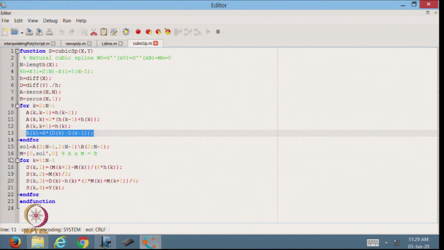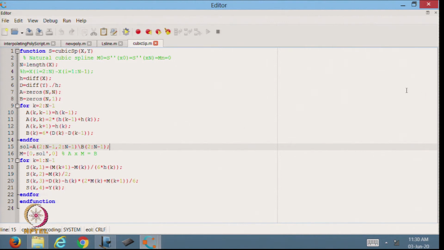Now I find the solution. In the solution, I am taking the interior matrix, starting from 2 to n minus 1 and 2 to n minus 1. So from here you can see that I am taking the matrix lying in between, the inner part of that matrix. So 2 to n minus 1 and 2 to n minus 1, then backslash, and B on the right hand side, I am taking the points from 2 to n minus 1. I am leaving the first and the last one.